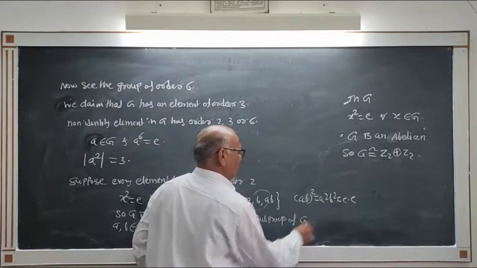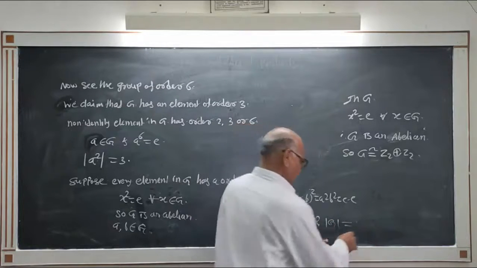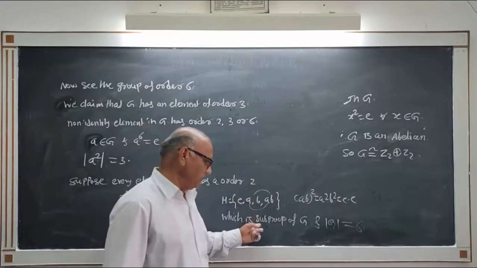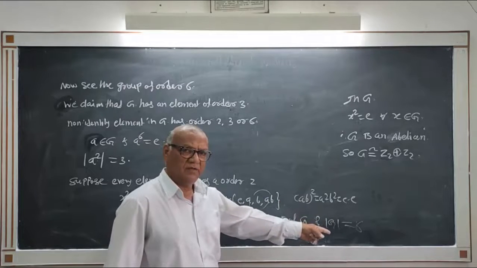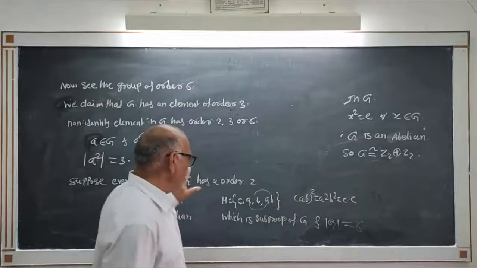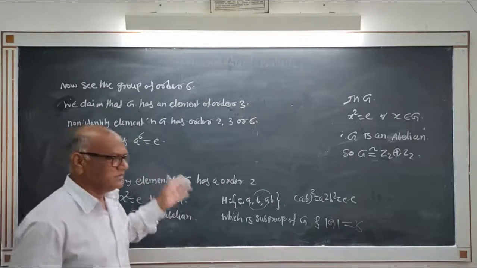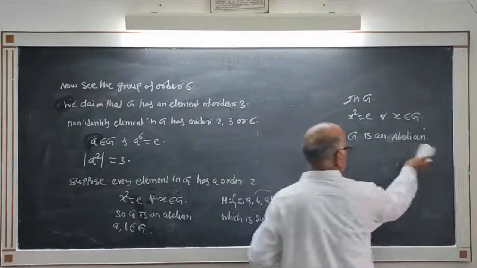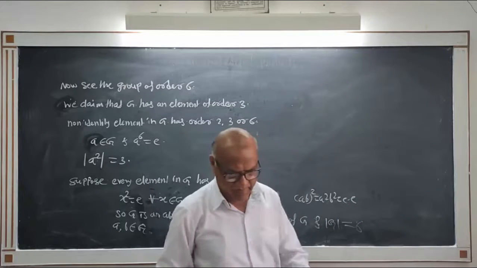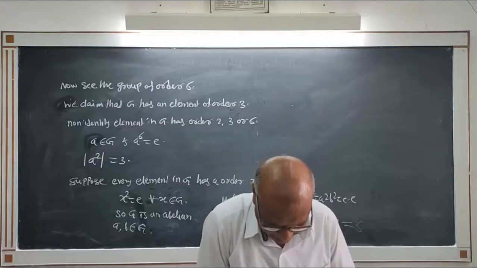Of G, and the order of G is 6. That is impossible because the order of a subgroup divides the order of the group. Here 4 divides 6, which is impossible. So we get a contradiction. That means the assumption that each element has order 2 is not satisfied.